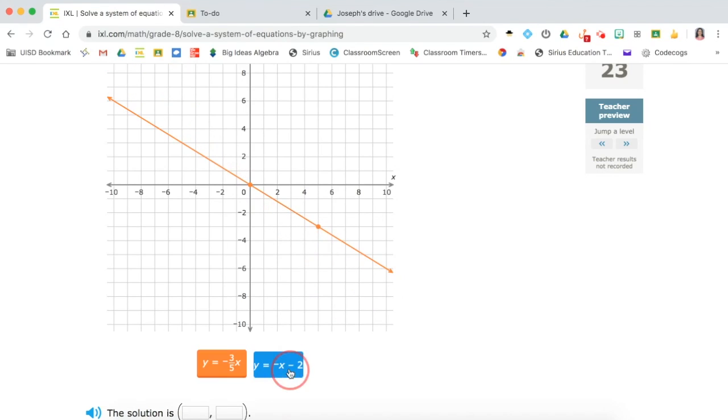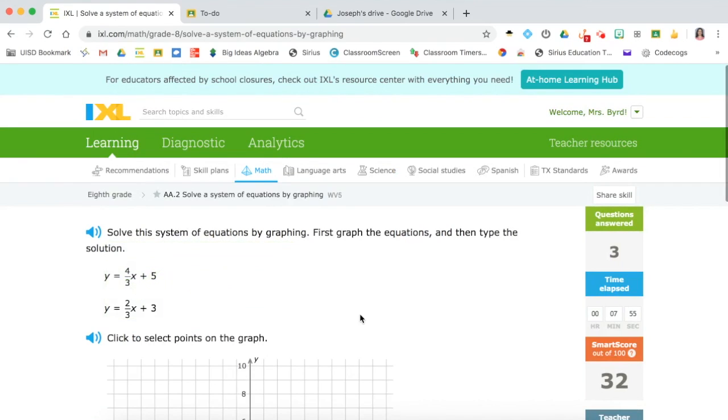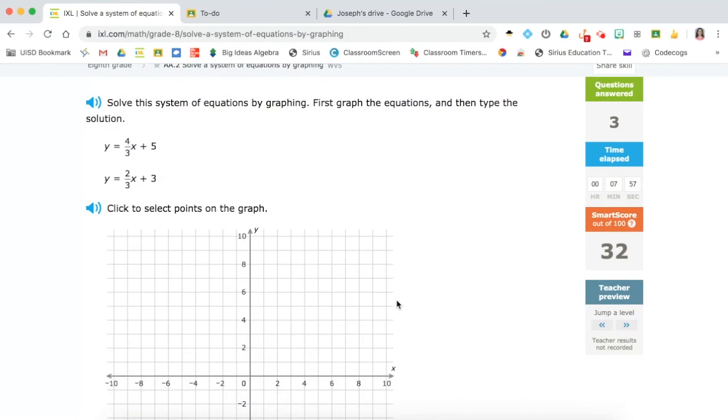And then your y-intercept for the blue is -2, and your slope is -1. So it's -1/1. You're going to go down 1 and 1 to the right. Okay, so now you look here to see what your intersection is. It's in this spot, and it's at -5 and +3. So right here, I'm going to type -5, +3, and I'm going to submit. Correct.